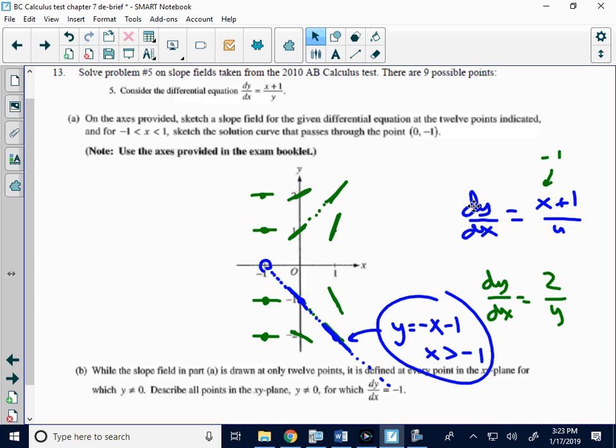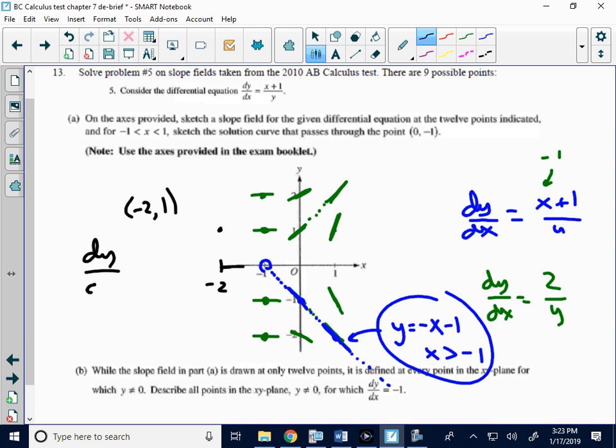I say that, let me think. What would happen if we actually had -2 and 1? If that was our point, -2 and 1, and dy/dx was (x plus 1) over y. So at that point, we would have -2 plus 1 over 1, which is -1 again. So maybe we can go that way. There we go. Looks like we can keep going.